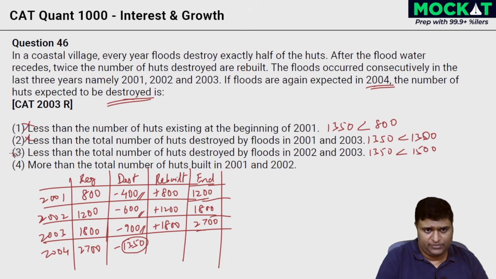Option 3 is the answer very clearly. Option 4, let's say we want to continue and see. The total number of huts is 1350, more than the total number of huts built in 2001 and 2002 combined, right? 800, 1200, right? Is it more than 2000? Definitely not. So option 3 over here is the answer.